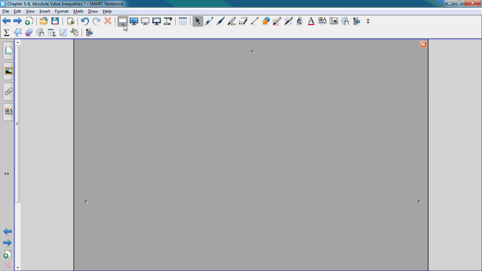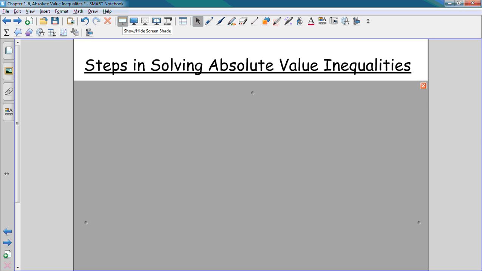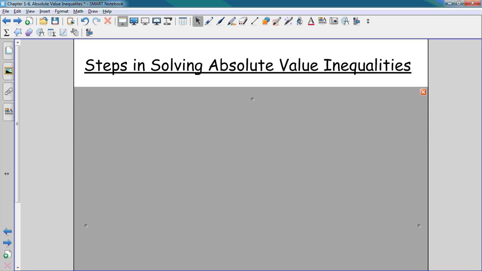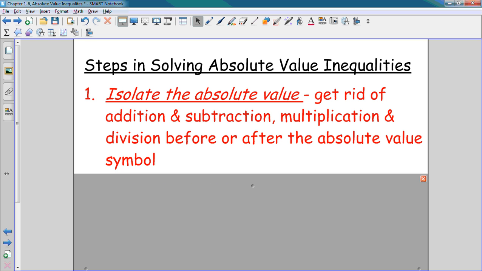Here are the steps to how to solve an absolute value inequality. Now, I'm going to read these to you. If you need to, pause the video and write down the steps. These are very important, and if you ever have an inequality that you are unable to solve, you can come back, go through step 1, step 2, step 3, and so forth, and try to solve the inequality. These are really going to help you.